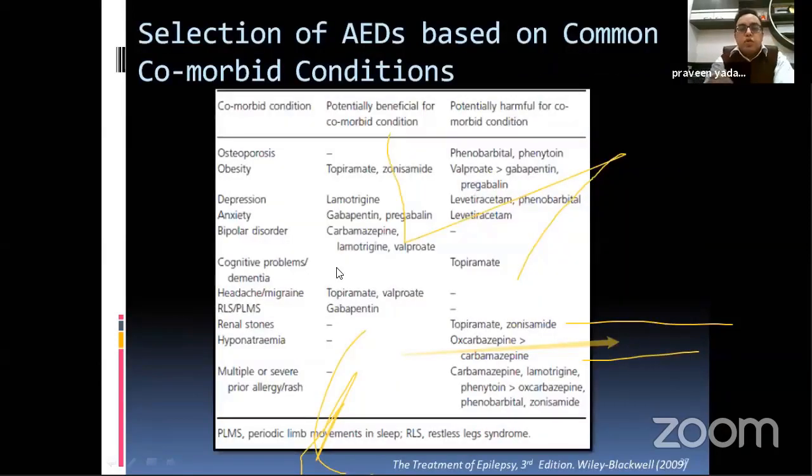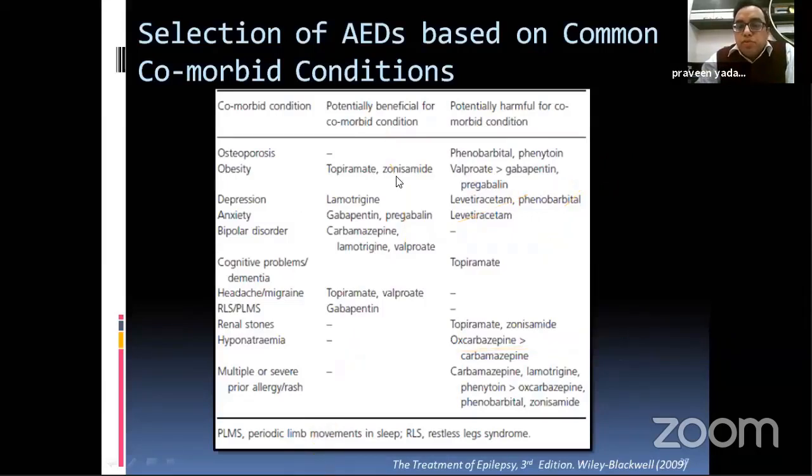Now, looking into the comorbidity is very important. Suppose you have an obese patient with epilepsy, it's better to start with topiramate or zonisamide because there can be weight loss, and avoid sodium valproate in this patient. If there is osteoporosis, a patient with recurrent fractures, definitely it's better to avoid phenobarbital and phenytoin sodium because that affects the bone health. Cognitive issues, avoid topiramate because this can cause cognitive slowing and language difficulties.